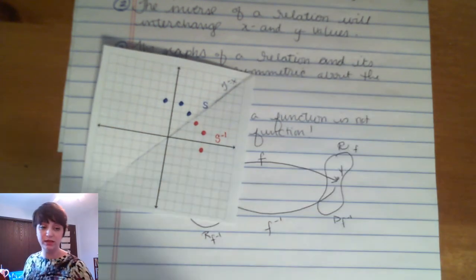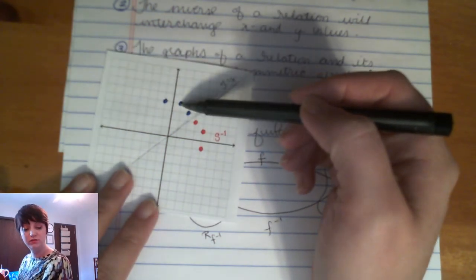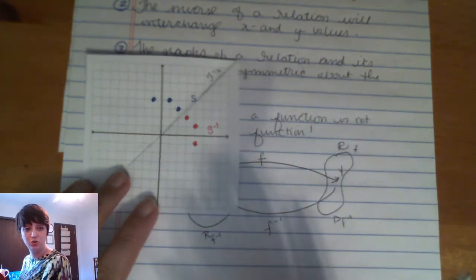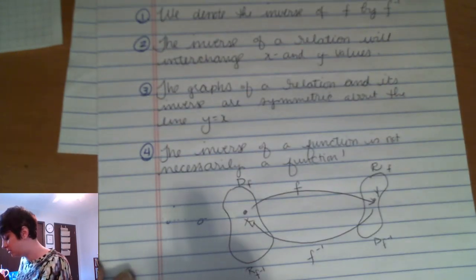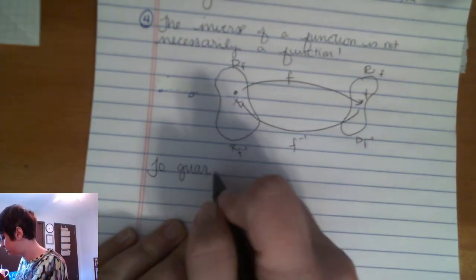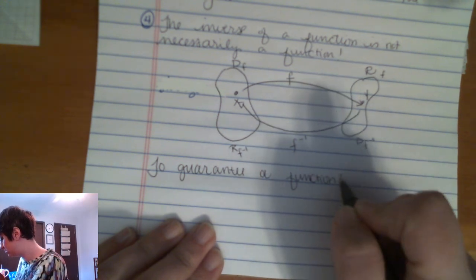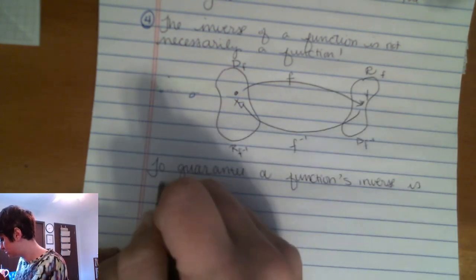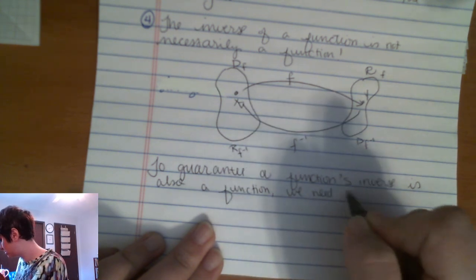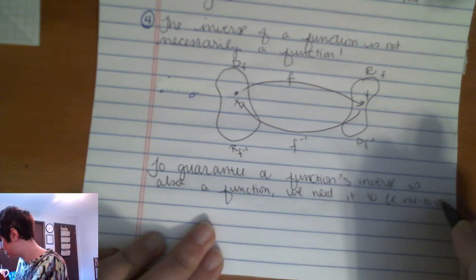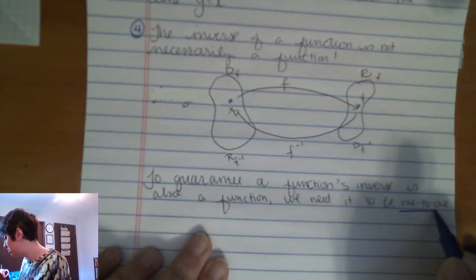So what we need to ensure that the inverse is a function is what's called one-to-one. The fact that there were 2 different inputs for one output was a problem. So we want to make sure that that doesn't happen to guarantee that our inverse is a function. So we're going to need it to be what we call 1-to-1, meaning 1 input, 1 output.